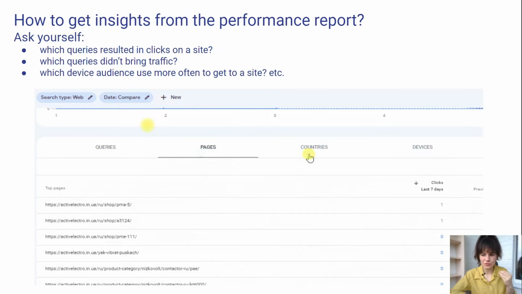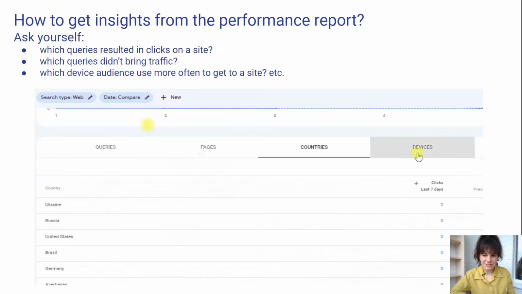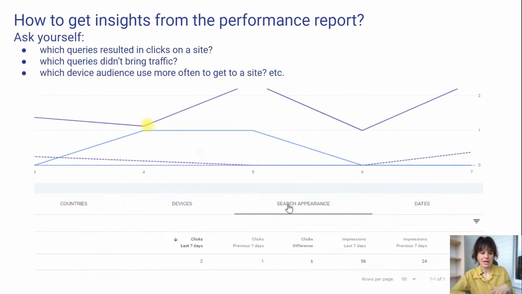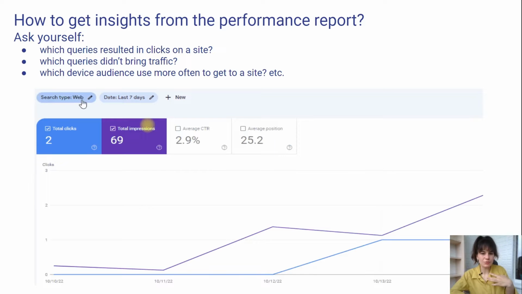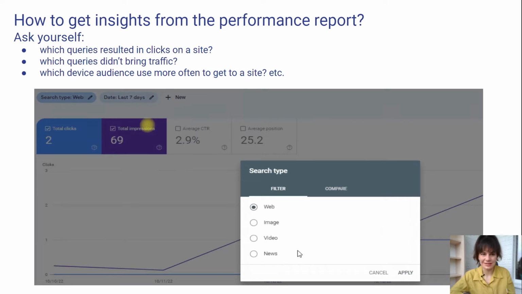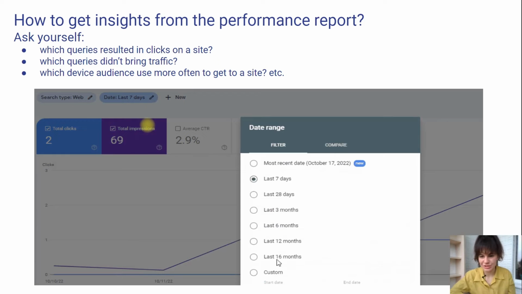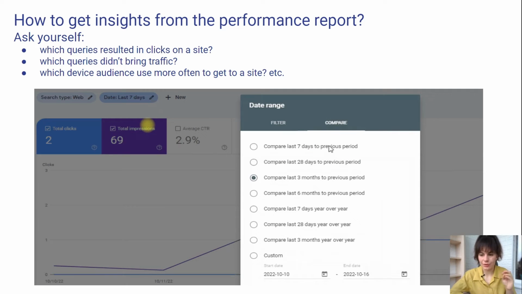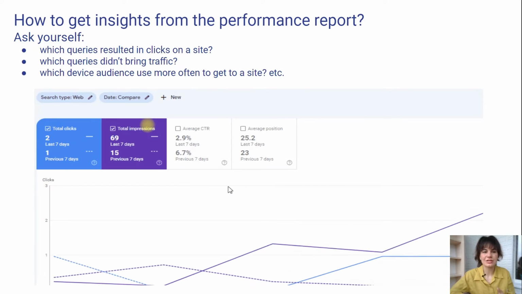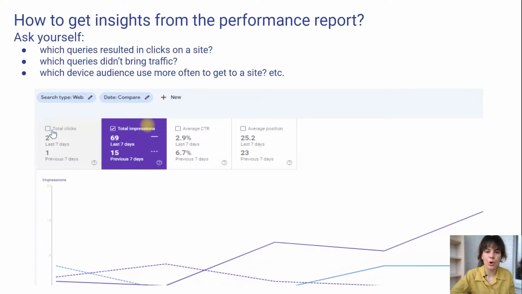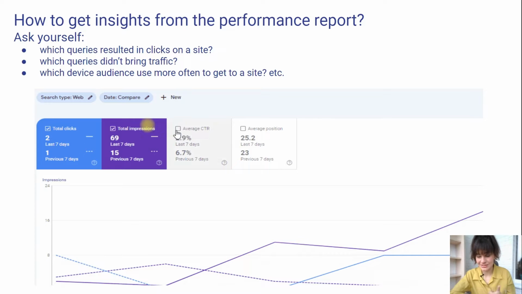The next question is which queries didn't bring you traffic. Maybe it will show you some misunderstanding of user queries, when someone wants to find something else and accidentally finds your site. So it's not better to build a strategy on these no-click queries. And the third question, which device does your audience use more often to get to the site?